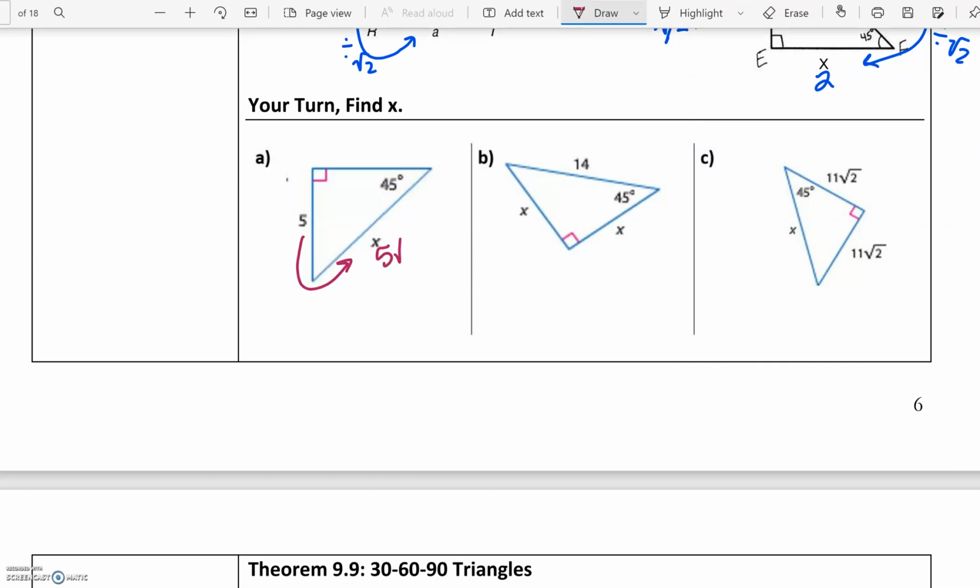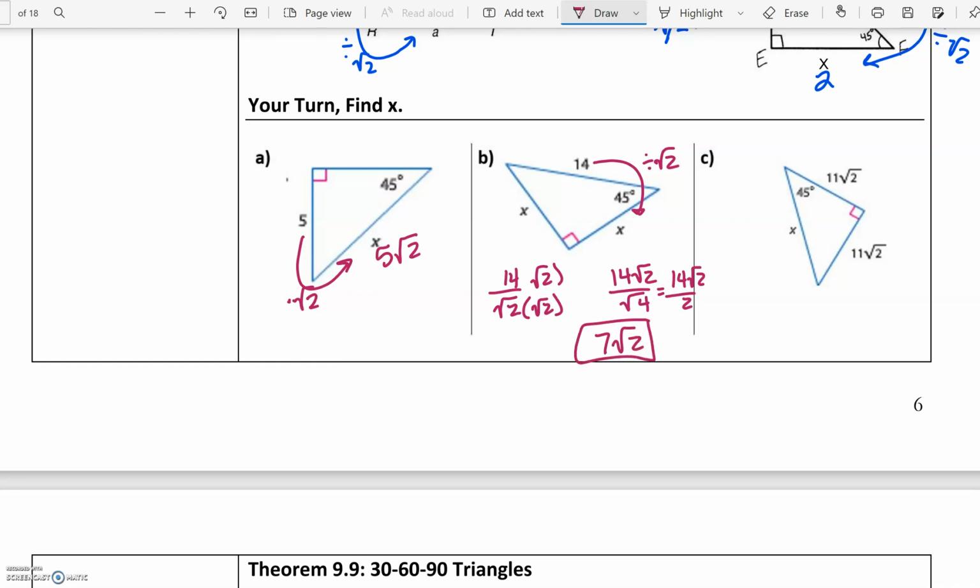So this would just be 5 radical 2 since we're multiplying by radical 2. This one we're dividing by radical 2, so you will have to rationalize. So 14 radical 2 over square root of 4, which turns into 14 radical 2 over 2, which is 7 radical 2. And then here, we're going to multiply by radical 2. And so it is 11 times square root of 2. And, whoops, it's already got a square root of 2. So 11 square root 4, which is 11 times 2, or 22.